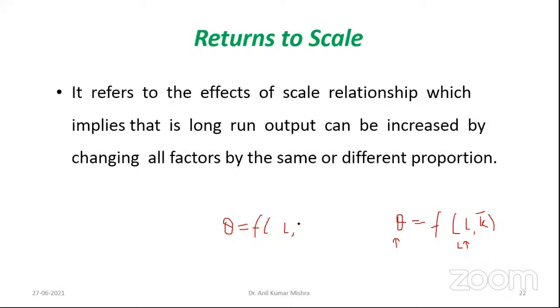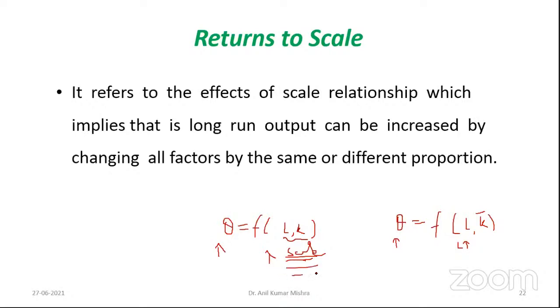And when all the input factors are variable, that is called the change in scale. So this is called the scale of operations. In order to increase the output, we have to increase the scale. The scale of operations must be changed. Due to that, the long run production function is also known as returns to scale.